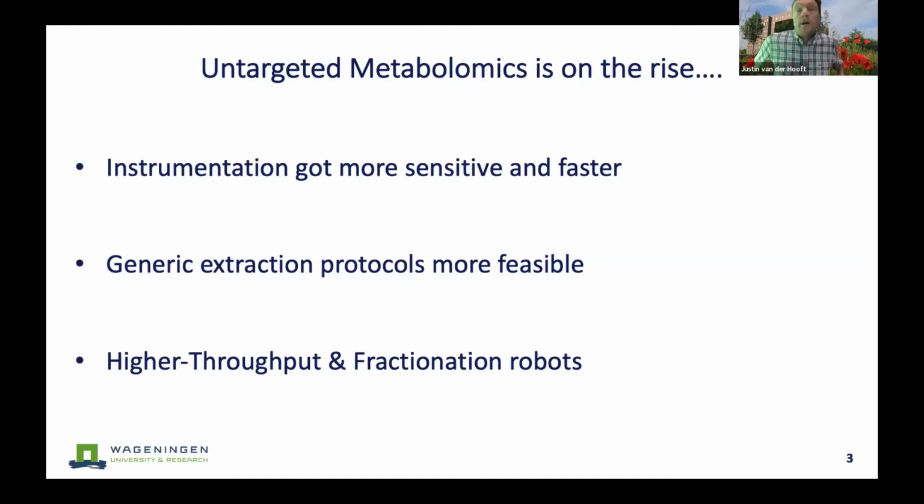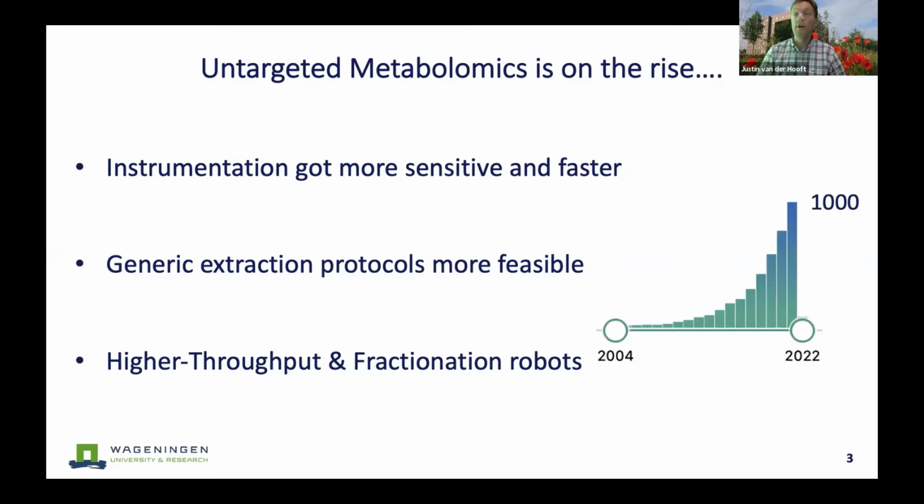So untargeted metabolomics as a whole is on the rise, I think, because of several reasons. Some of them may have been already discussed with you, or you have seen yourself, but instrumentation got faster. We've got better generic extraction protocols, and also automation plays a big role there. And you can see it also in publications, right? More than 1,000 publications were published last year with untargeted metabolomics mentioned.